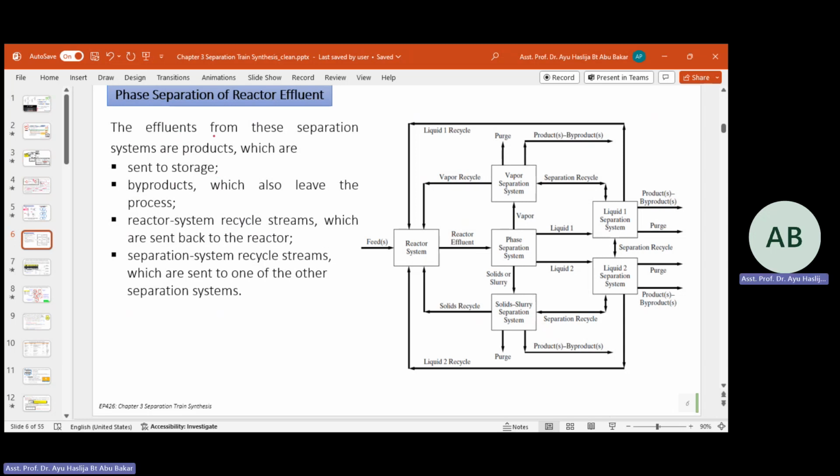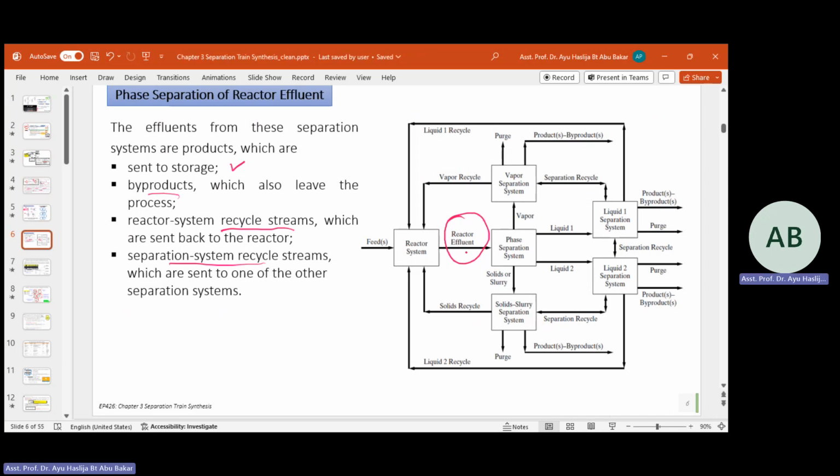So the effluent from the separation is usually sent to storage. If you already have your high purity of product, you can straight away send it to the storage. If you have byproduct, then perhaps you can recycle the stream. Then separation of the recycle stream. From here, this is the reactor effluent. In this BFD, it involves a few separation systems.